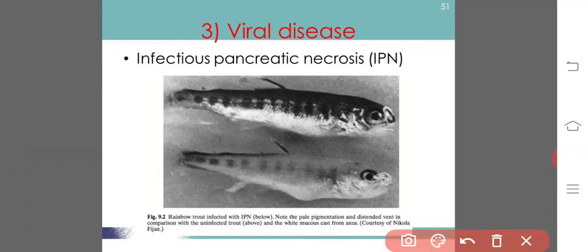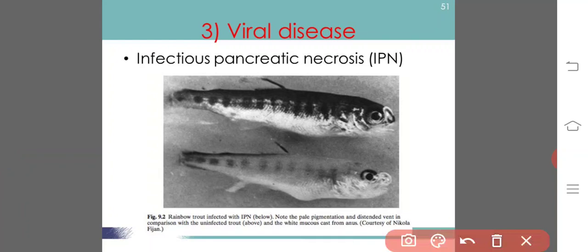The symptoms are darkening, distension, hemorrhages in the ventral areas including the bases of fins. There is pronounced pancreatic necrosis. Spleen and liver become colorless.